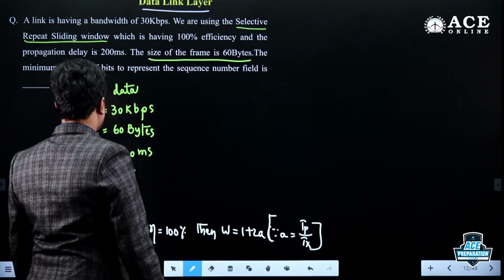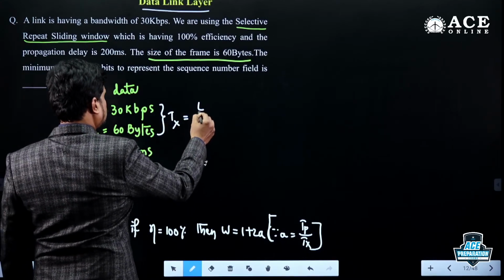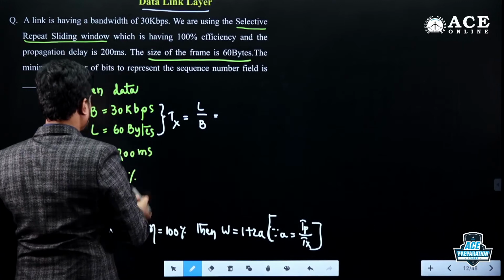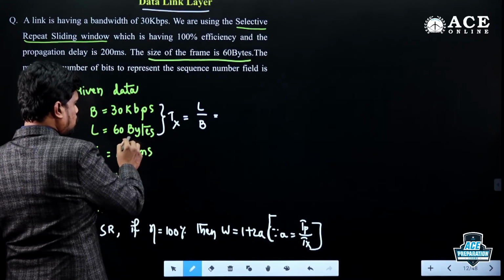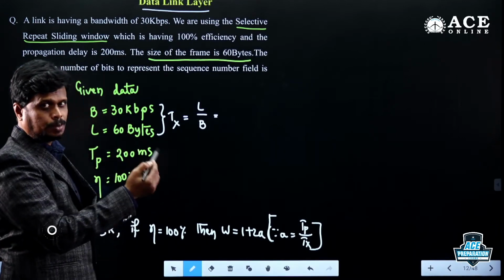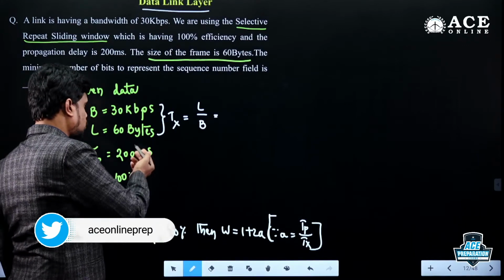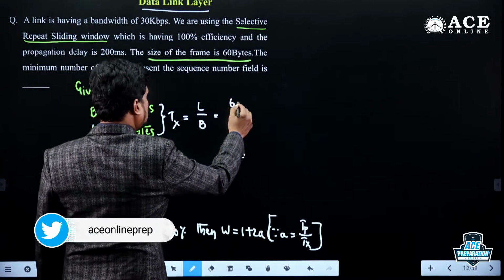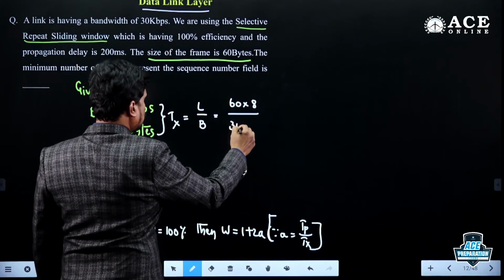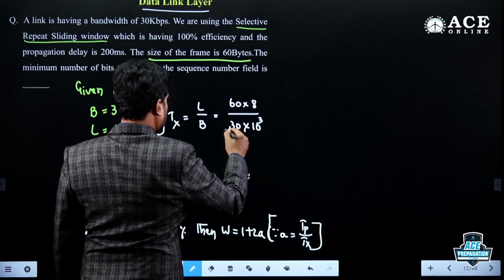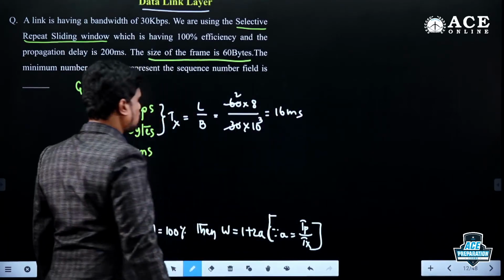Now look at B and L. I can consider Tx equals L by B. What is L? 60 bytes. See, this is given in terms of bytes, but bandwidth is given in terms of bits. Need to be careful about the conversions. If you make mistakes in the conversions, the answer is going to be wrong. So 60 into 8, converted into bits, divided by 30 into 10 power 3, which gives 16 milliseconds as the Tx.